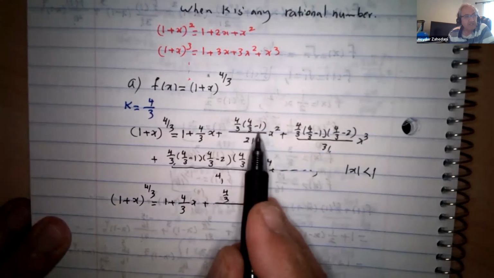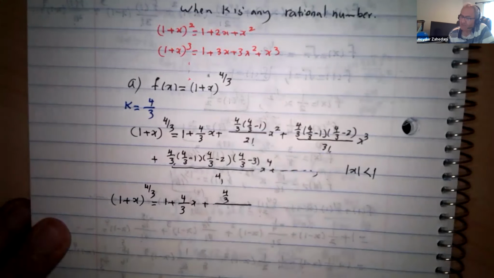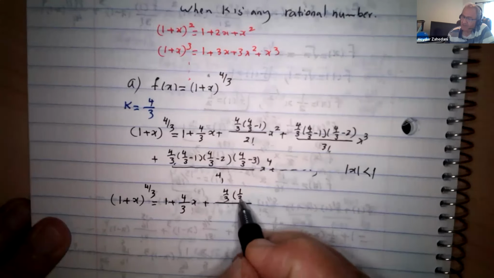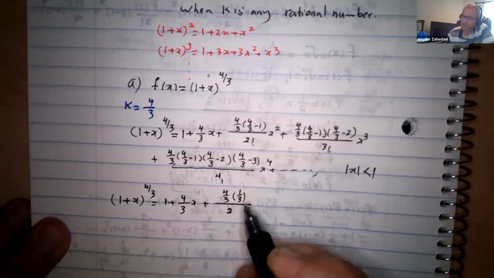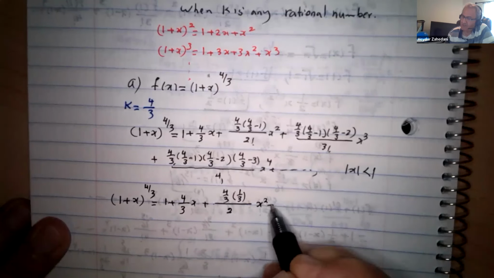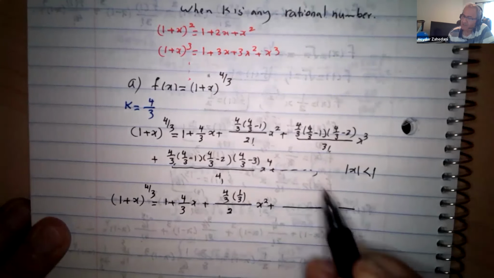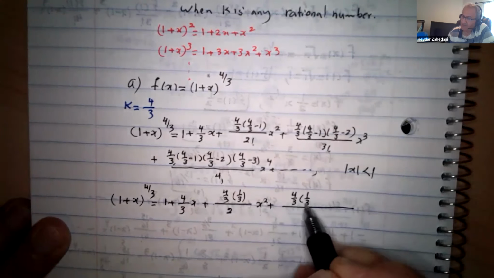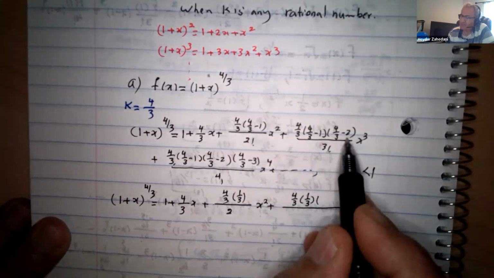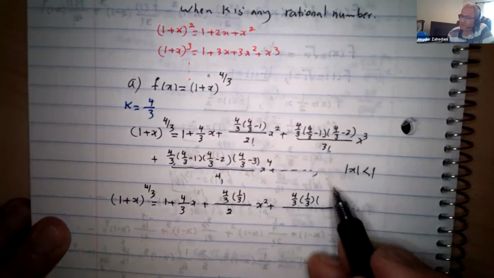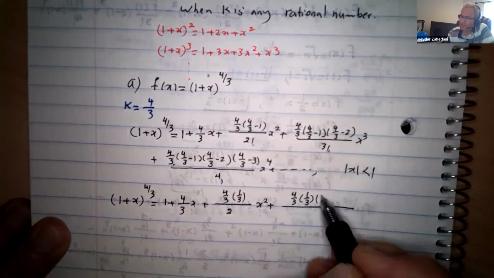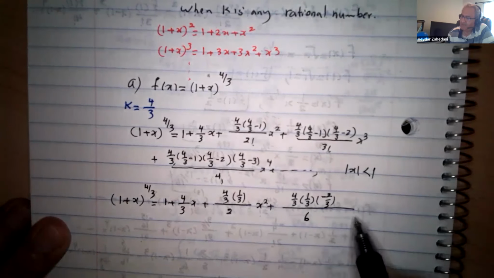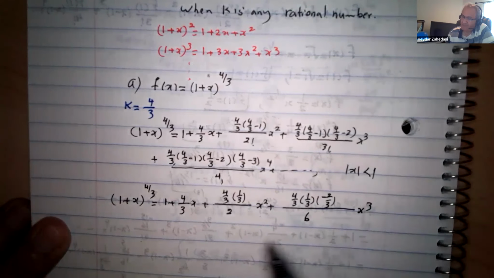Is a 4/3 minus 1. It's like 4 minus 3, that gives 1/3. Times that by 1/3 over the 2 factorial, which is 2, x squared, plus on the top is a 4/3 times 1/3 times 4/3 minus 2, which is like 4 minus 6 on the top. So that gives a negative 2/3. 3 factorial is 6, and that's x cubed.